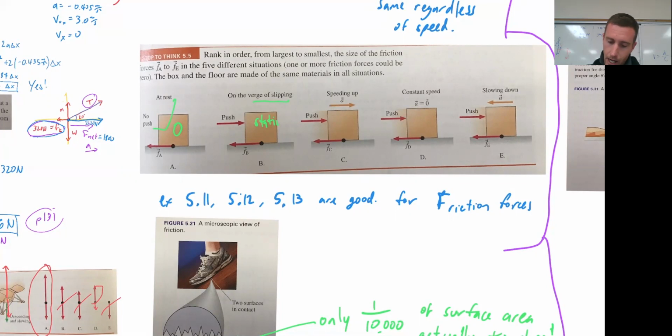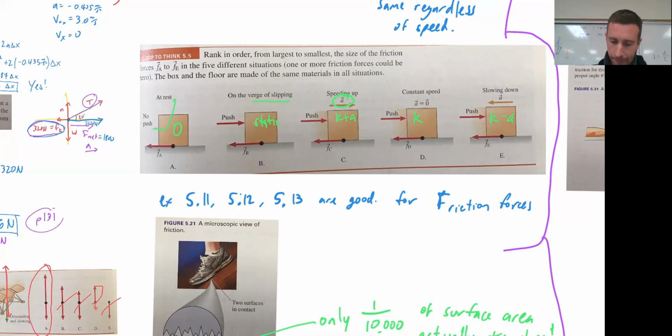Pushing, speeding up. So this would be kinetic plus an acceleration, right? Kinetic plus acceleration in the positive direction. Constant speed, push. So that would be kinetic plus nothing. And then slowing down would be kinetic minus the acceleration, right?